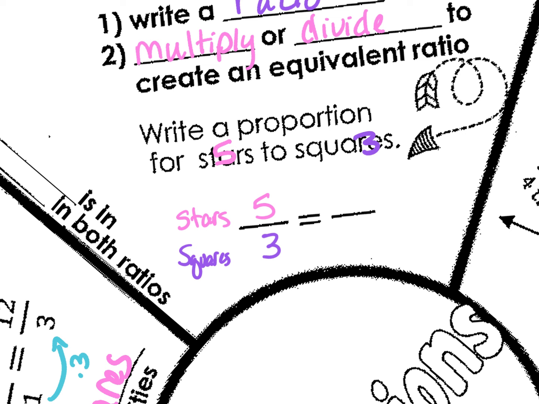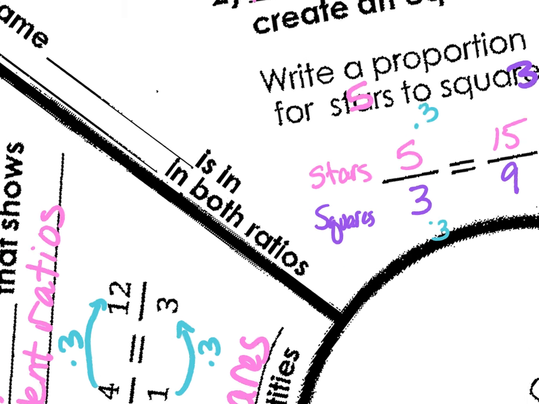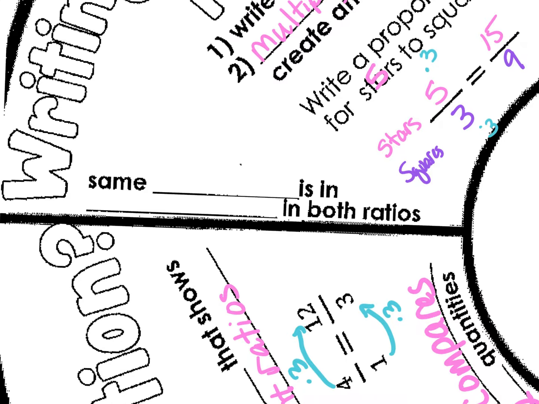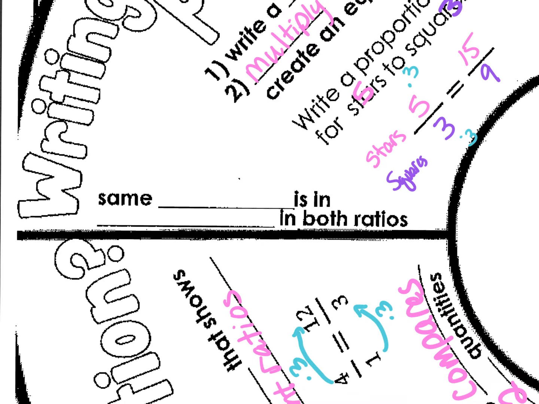So for this one, I'm just making this number up. We're going to multiply by, let's go 3, multiply by 3. So 5 times 3 is 15. 3 times 3 is 9. So if I had 15 stars, I would have 9 squares. That is equivalent. Feel free again to pause if I go too fast on anything or you're trying to write.